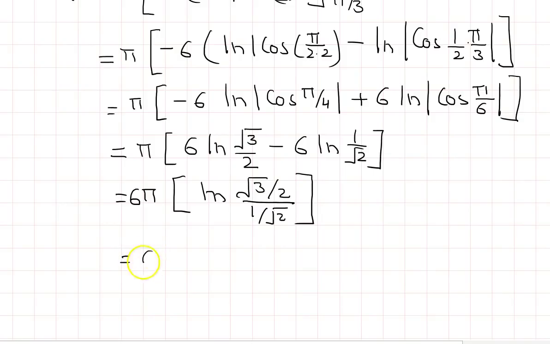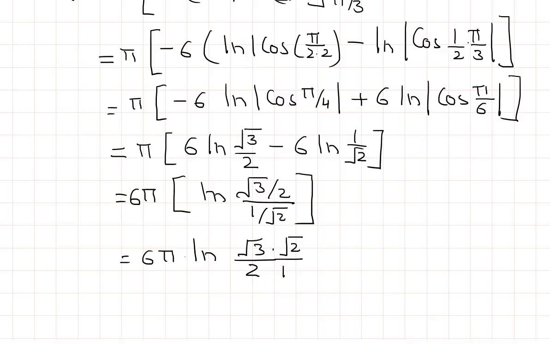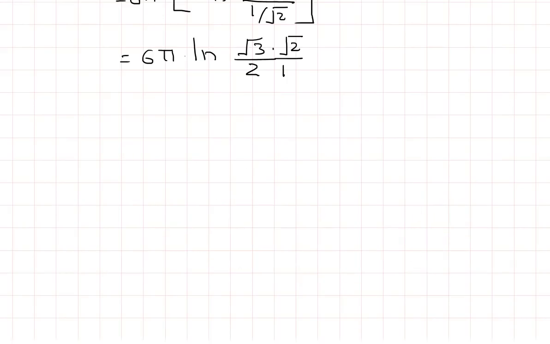So that is equal to 6 pi ln root 3 over 2 multiplied by root 2 over 1. So it's equal to 6 pi ln, this root 2 and 2, so it can be written as root 3 over 2.